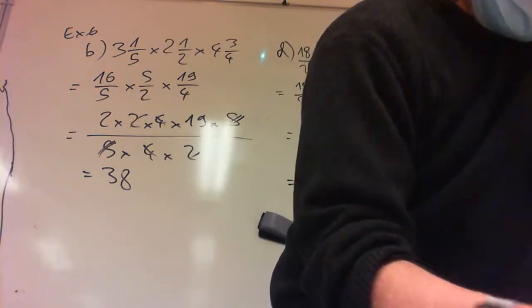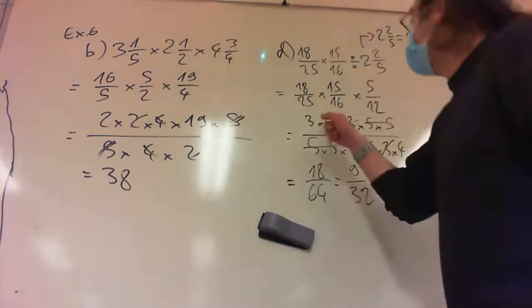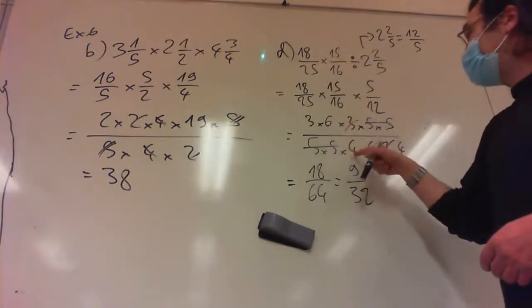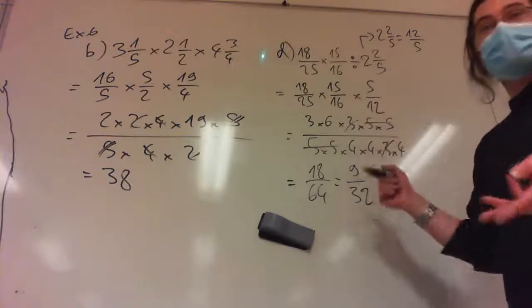Can you simplify faster? Yeah, here you could have written 6 as 3 times 2, and 1 over 4 as 2 times 2. Then you have to simplify the 2 and get this.